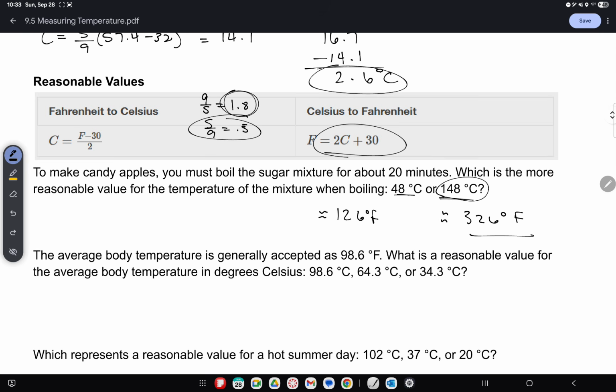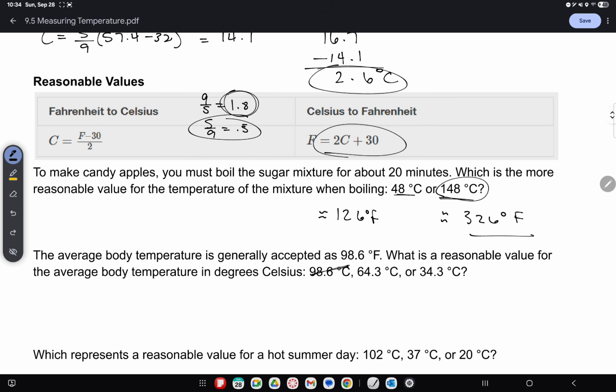And the average body temperature is generally 98.6 degrees Fahrenheit. So what would a reasonable value be in Celsius? It's not going to be the same value, because there are conversion formulas. So now we're just going to think, which one would be more reasonable?